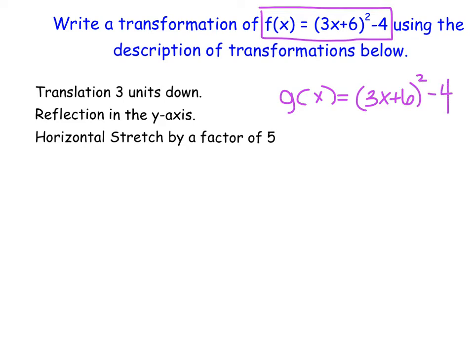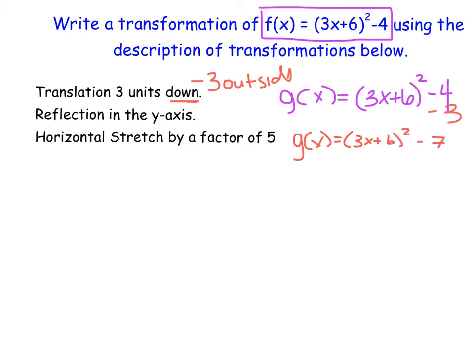So the first thing it asks me to do is translate it down 3 units. Now that movement down is a vertical change, so it happens on the outside of the parentheses, and this is going to subtract 3 from the outside. So it's going to impact my k value in some way. So I'm going to subtract 3 from the outside, and here I end up with g of x is equal to 3x plus 6 quantity squared minus 7.